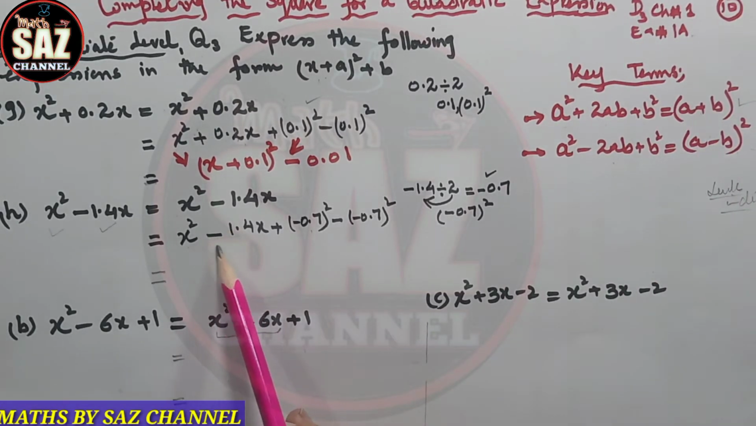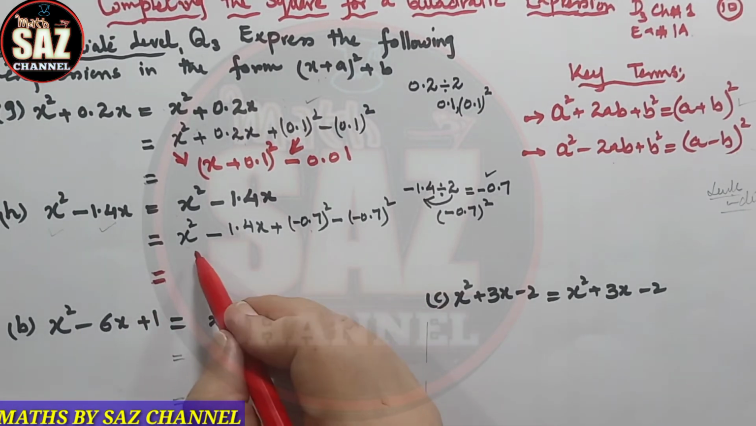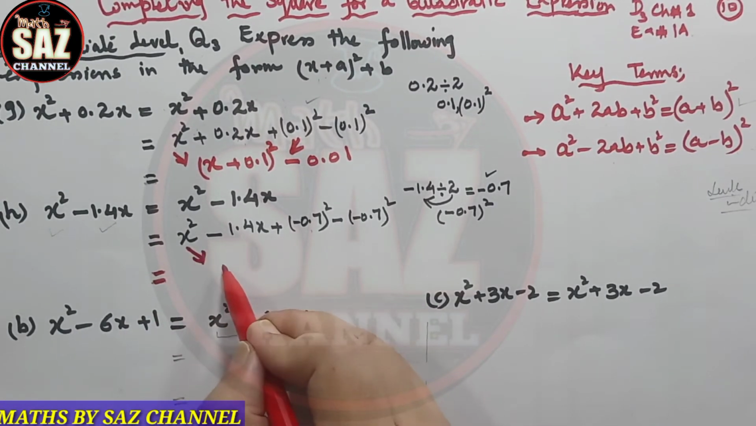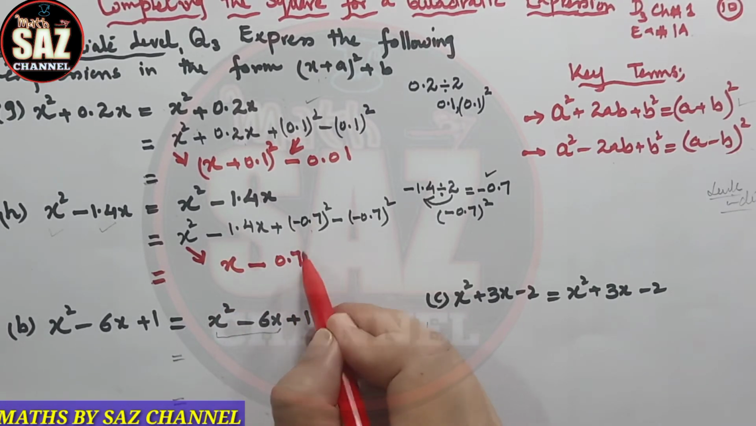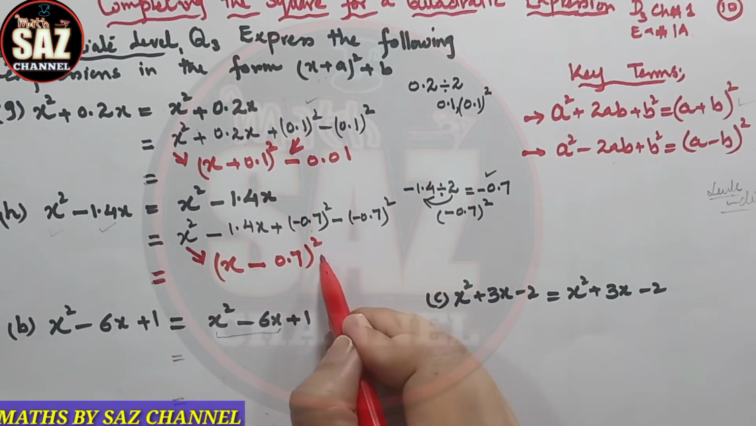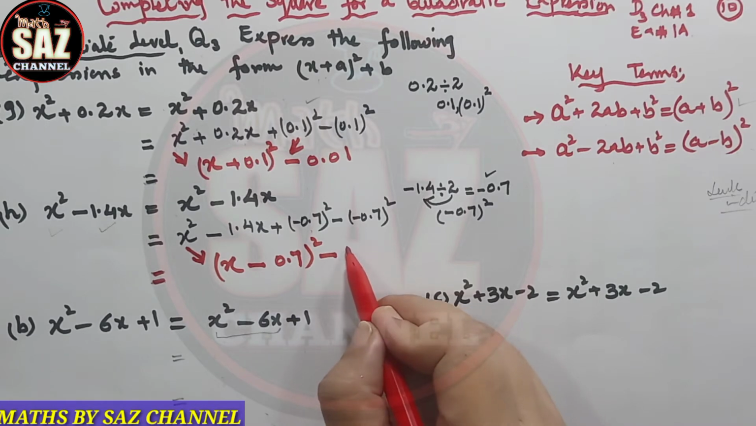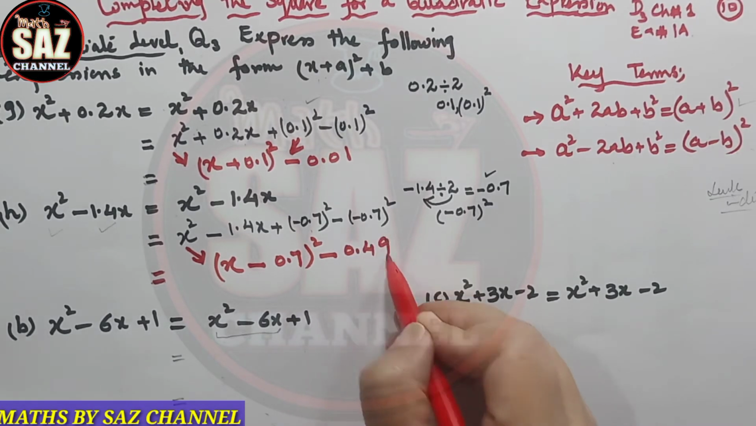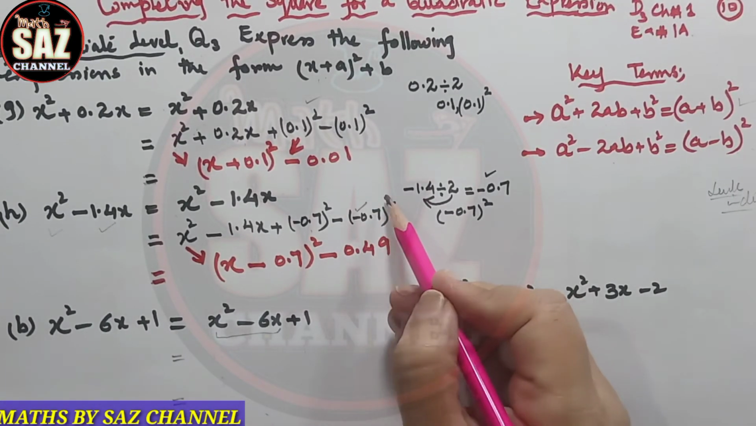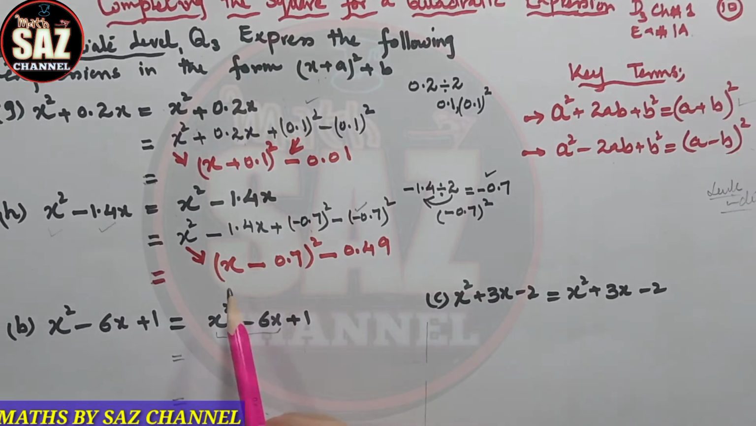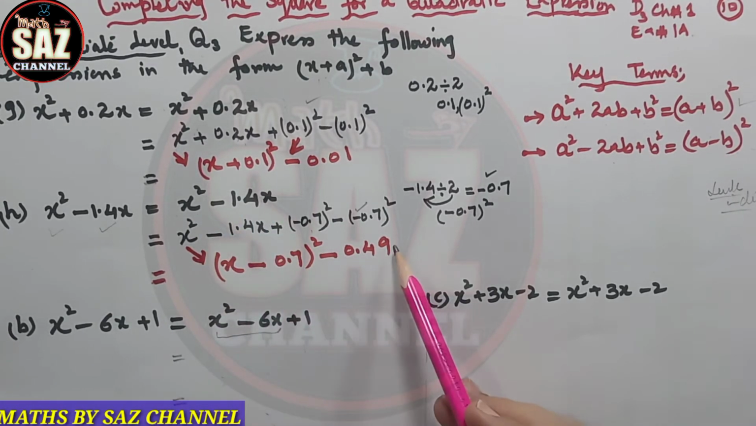As the middle term has the negative sign, it will take the form of (a - b) whole square. I'll take a from the first place, then minus 0.7 whole square, and minus the square of 0.7, which will be 0.49. As we know, the square of a number, whether positive or negative, becomes positive. So this will be the complete square form for the question x square minus 1.4x.